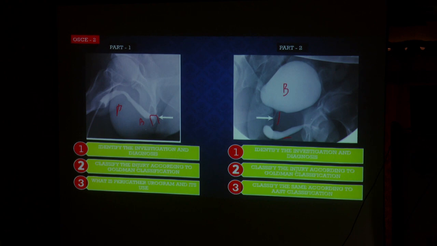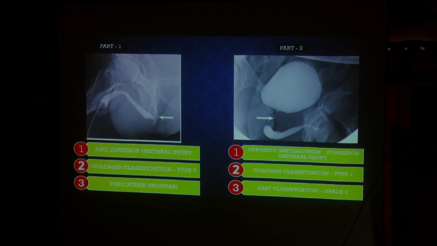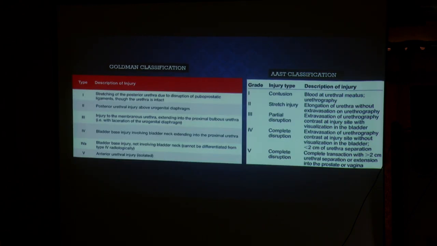Here the diagnosis is posterior urethral injury, and I am asking you to classify this injury according to the Goldman and AAST classification. So coming to the classifications, earlier we were using the Goldman classification. Nowadays also the urologists are asking for the Goldman classification only.